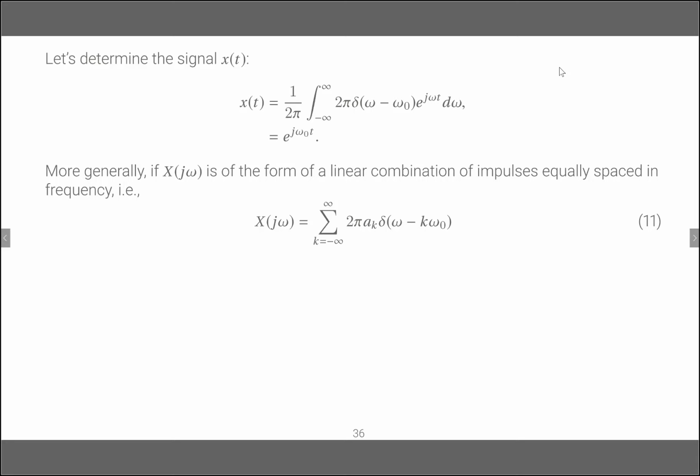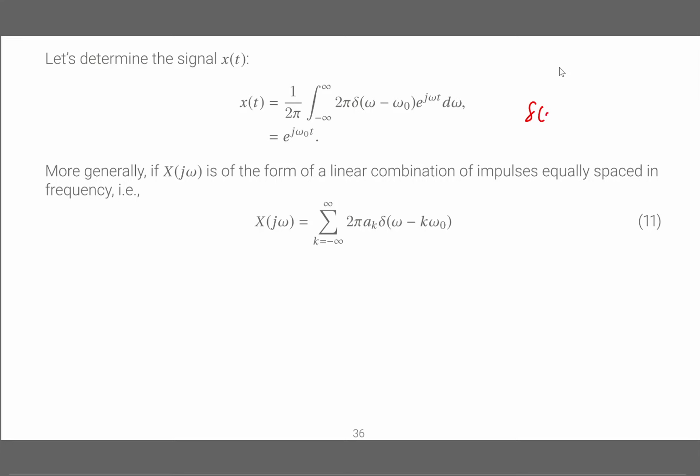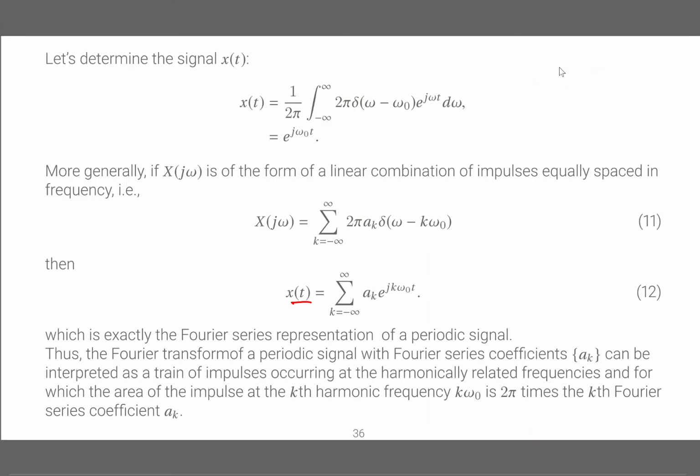More generally, if X(j omega) is in the form of a linear combination of impulses equally spaced in frequency, now let's not consider just one impulse delta(omega minus omega naught), but many of them: delta(omega minus 2 omega naught), delta(omega plus omega naught), delta(omega plus 2 omega naught), and so on. Let's consider all these multiplied by a_k and also multiplied by 2 pi. For this, x(t) would be exactly the summation of all these complex exponentials multiplied by a_k, from the relationship that we have here, which is exactly the Fourier series representation of a periodic signal.